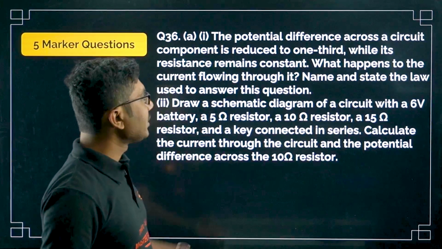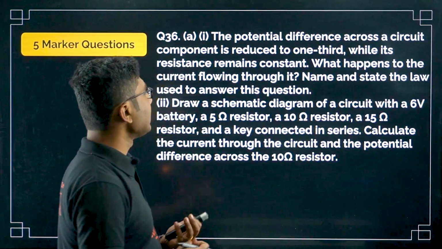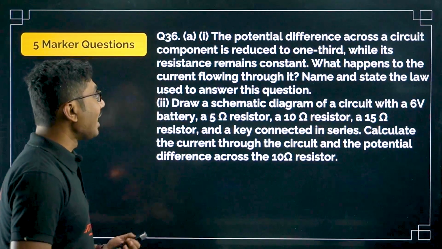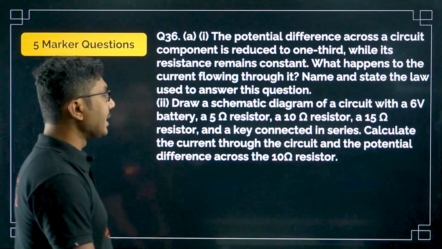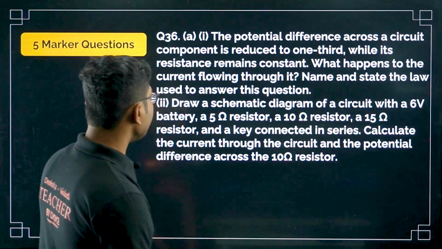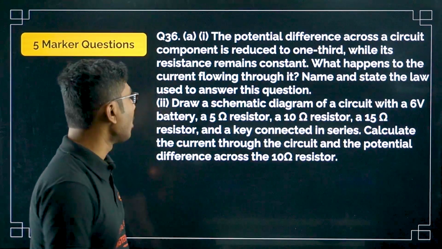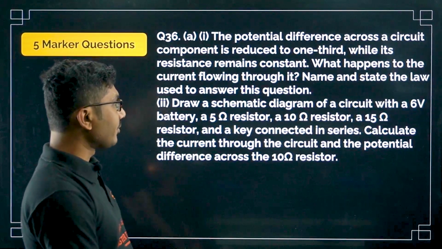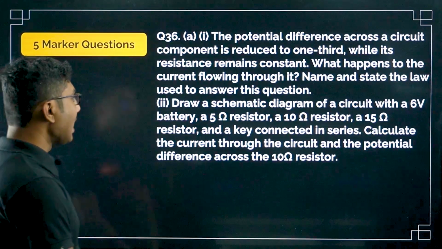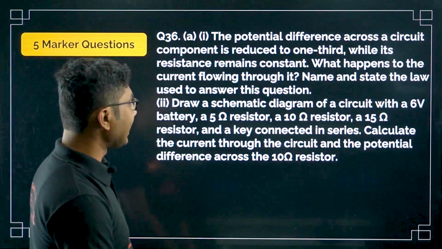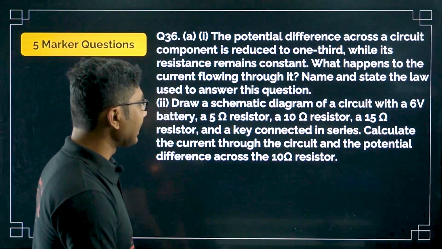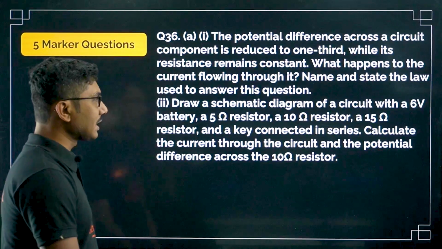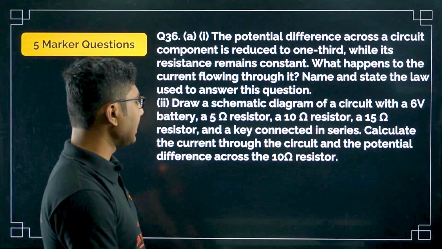The potential difference across a circuit component is reduced to 1/3 while its resistance remains constant. What happens to the current flowing through it? Name and state the law used to answer this question. Obviously Ohm's law. Draw the schematic diagram of a circuit with a 6-volt battery, a 5 ohm resistor, a 10 ohm resistor and a 15 ohm resistor, and a key connected in series. Calculate the current through the circuit and the potential difference across the 10 ohm resistor.